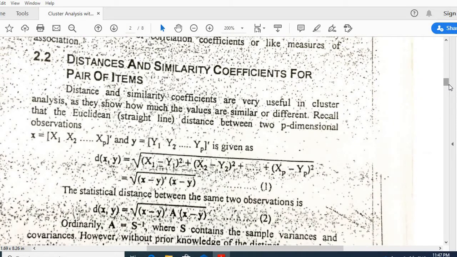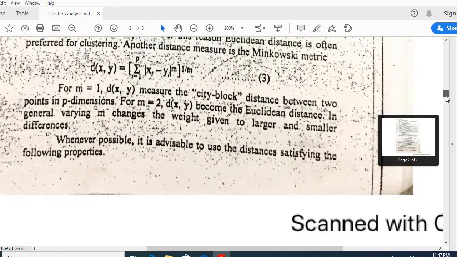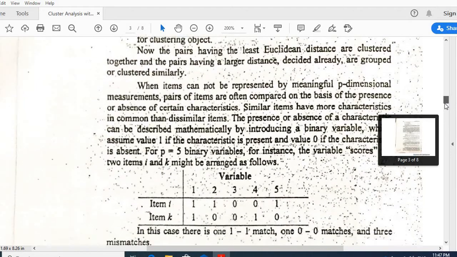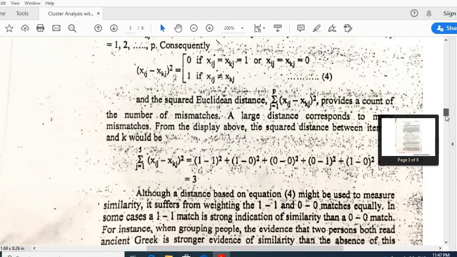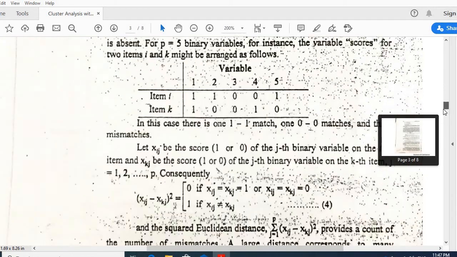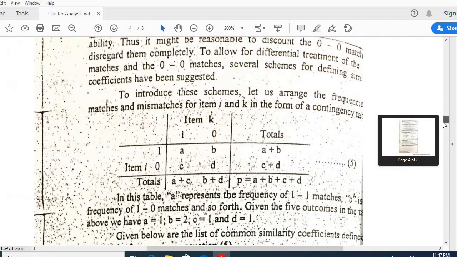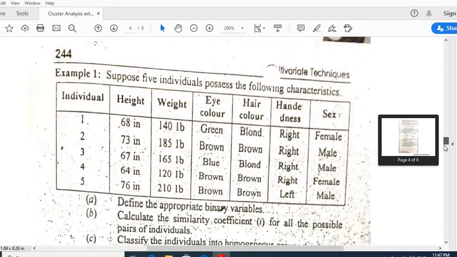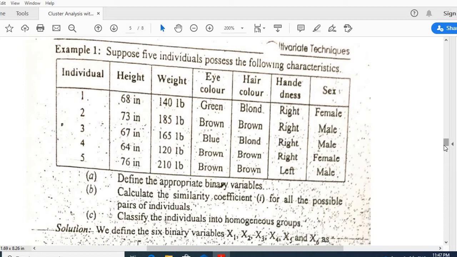Distance and similarities. Distance can be calculated from the formula given here: (x1 minus y1) square plus (x2 minus y2) square and so on, plus (xp minus yp) square, if we have p pairs of variables. The remaining text I hope you will read from books, and it is easily understandable by you because the basic concept I have given here. Now I come to an example which is given here, and relevant formulas will be explained in that example.